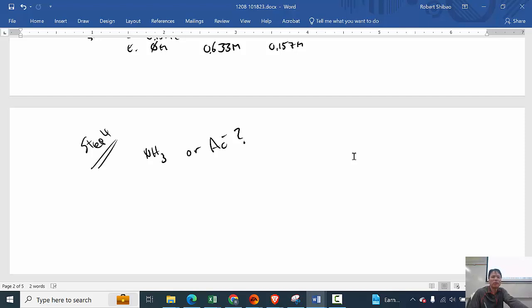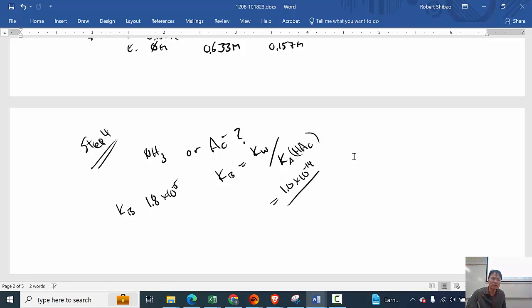And so if I look at the KB, this is going to be ammonia plus water, right? And acetate plus water. So if we look at the KB for ammonia, we can look up in the book, it's 1.8 times 10 to the minus 5. However, the KB for acetate is not in the book, so I have to calculate it. The calculated KB for acetate is equal to KW divided by the KA for what acid? Acetic acid. And so KW, most people have that memorized, 1.0 times 10 to the minus 14 at 25 degrees C. KA, most people don't have that one memorized, but that one turns out to be 1.8 times 10 to the minus 5.